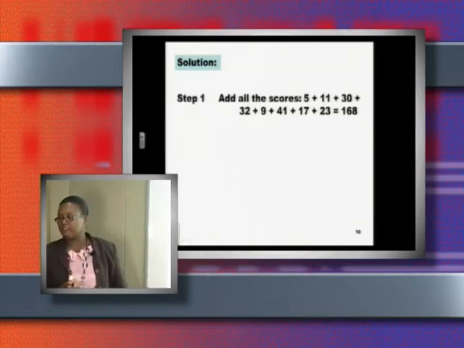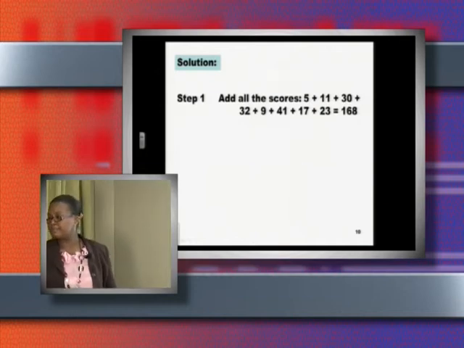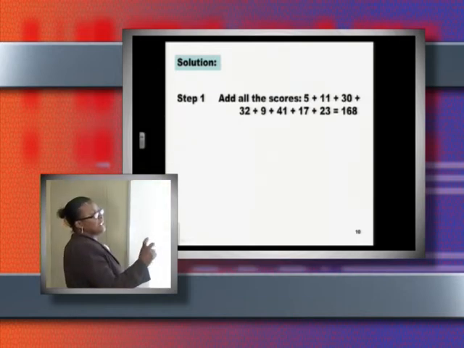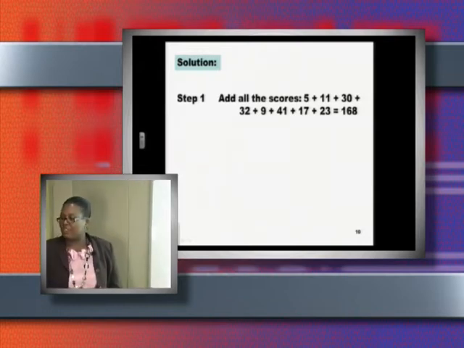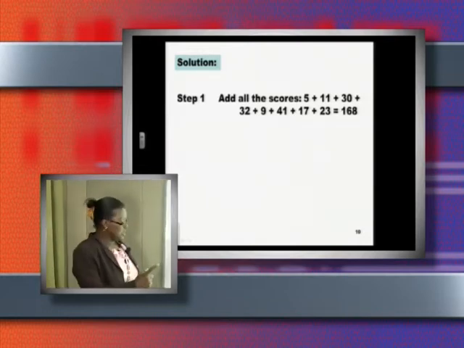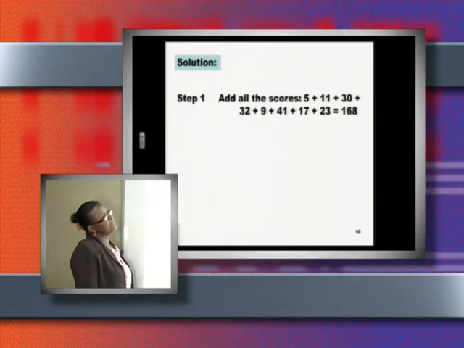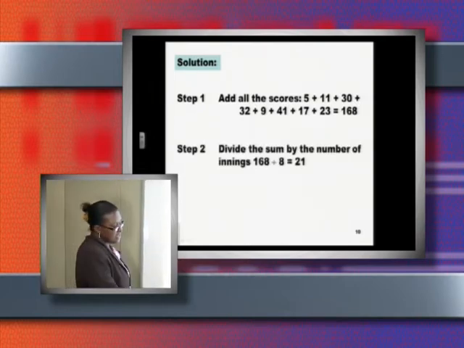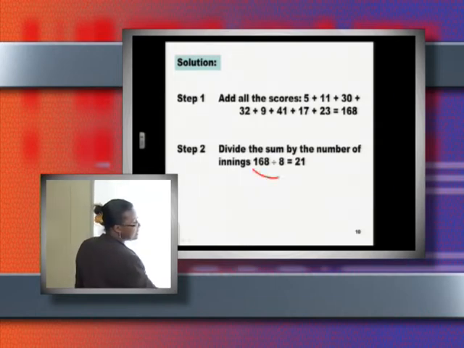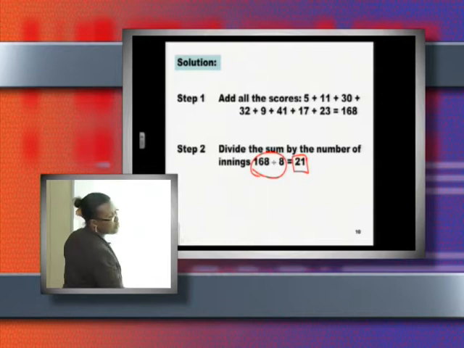So there we have the scores being summed. And the sum matches what Stefan has and what the entire class has, which is 168. Then 168 is divided by 8. And what do you notice the outcome is? 21.